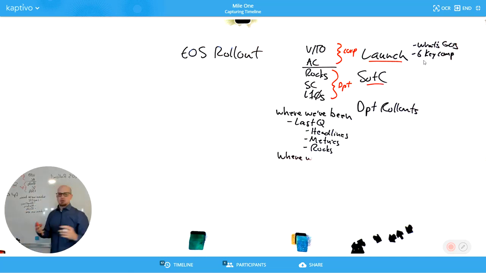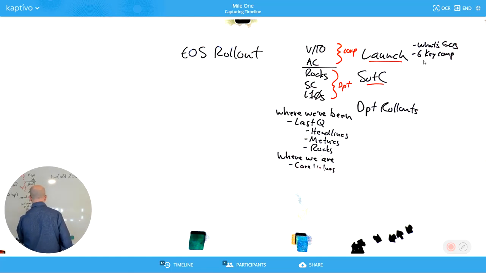And then where we are is about kind of the present tense and who we are as an organization, regardless of the past or the future, kind of the things that are always going to be the same. And so that is the core values and the core focus and the marketing strategy.